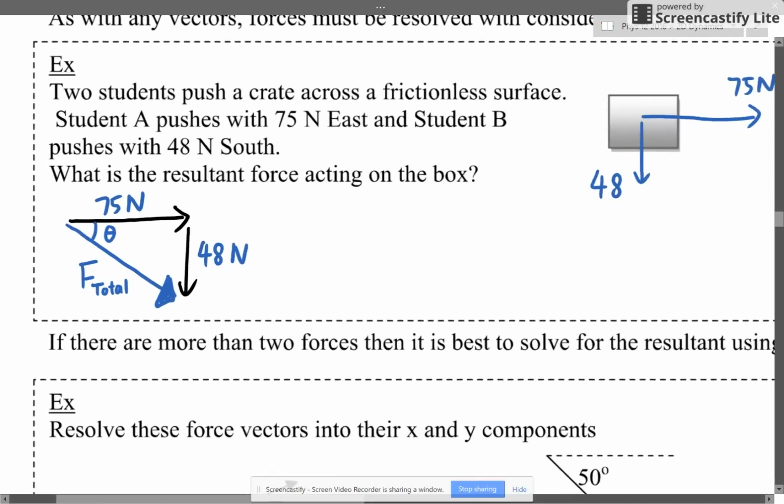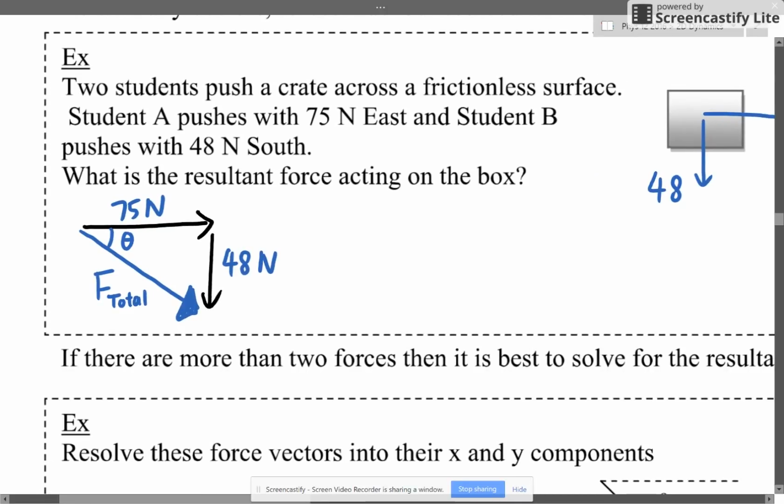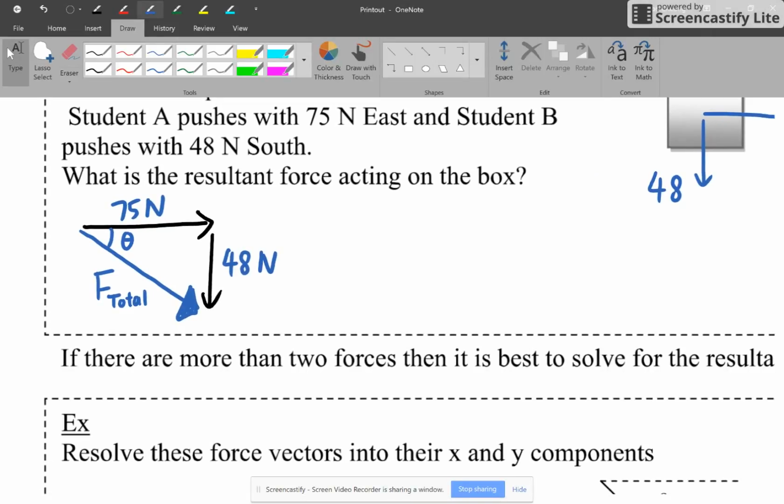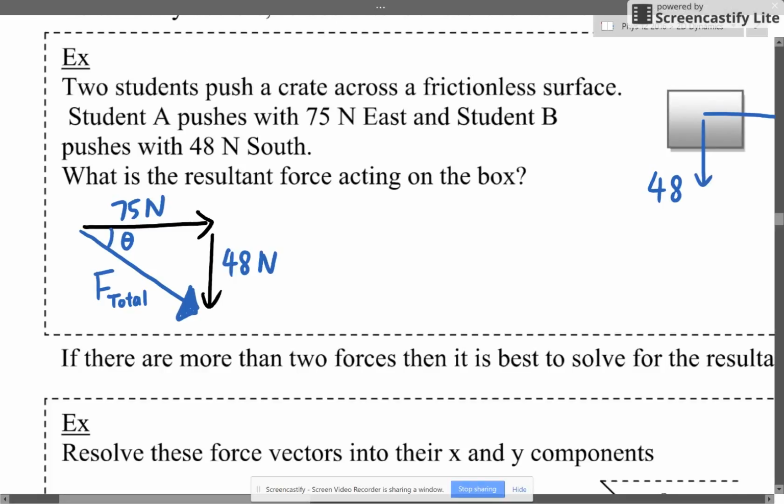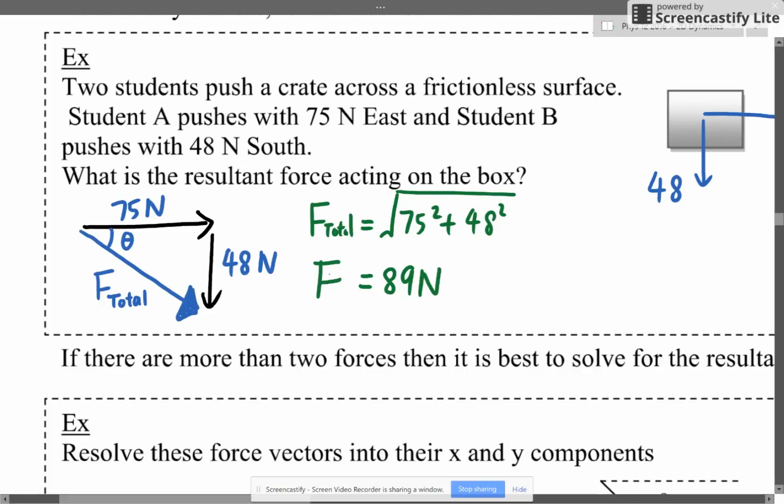Okay, so how do we get that? Well, we have done it many times at this point. So Pythagoras theorem and the angle, right? Use tangent. So for F total, we can use Pythagoras theorem: 75 squared plus 48 squared, and square root. So you get approximately 89 Newton at the end.